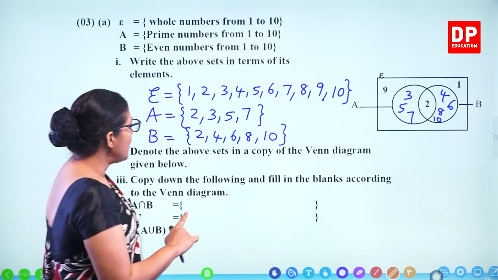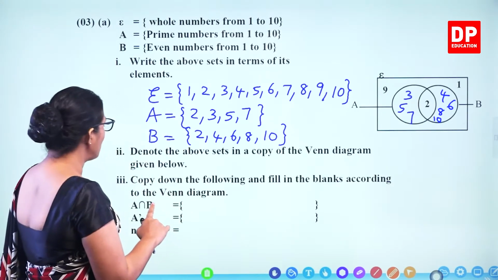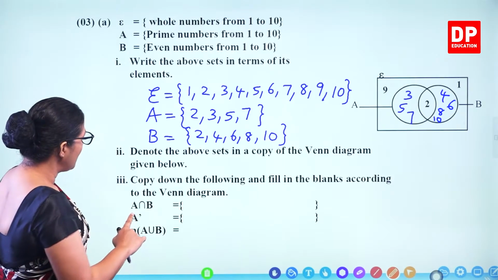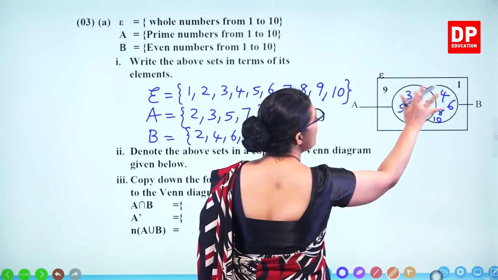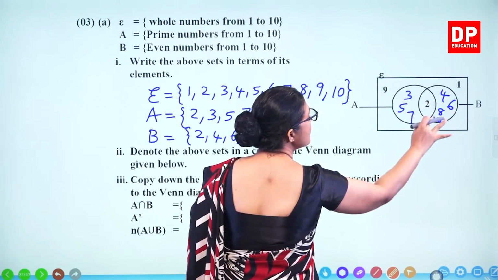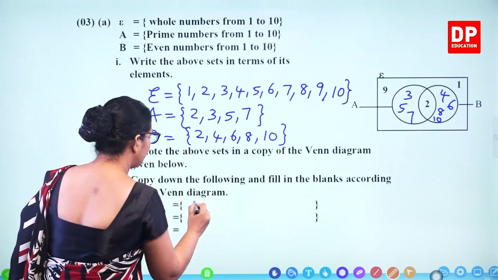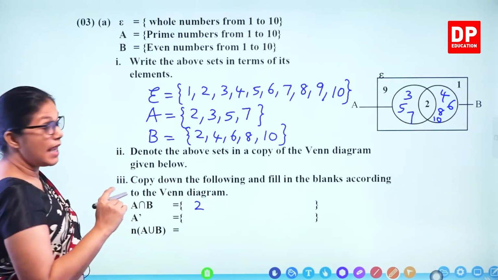Copy down the following and fill in the blanks according to the Venn diagram. A intersection B. Common for both A and B. So this region, that's 2. A dash.